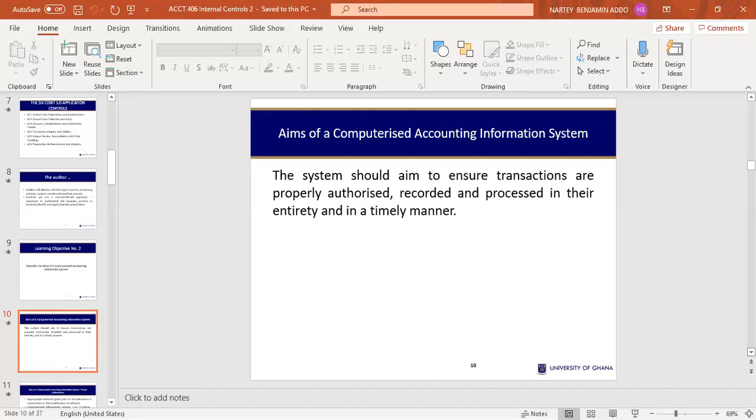So here we ensure that transactions are properly authorized. For example, if you are collecting data, it is not everybody who must collect data. There must be policies and procedures governing the collection of data, and governing the processing of data, the recording, and the process in their entirety and in a timely manner. So that is what computerized accounting actually aims to achieve. Computerized accounting basically aims to automate the system, because, as we all know, it has several advantages compared to the manual system.